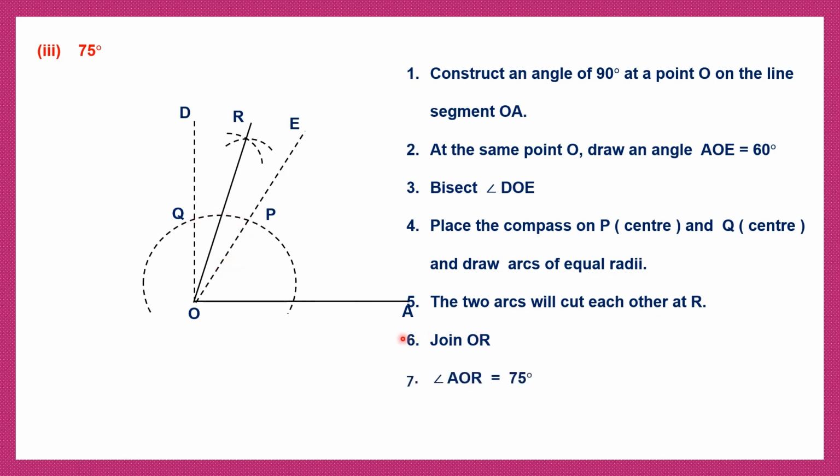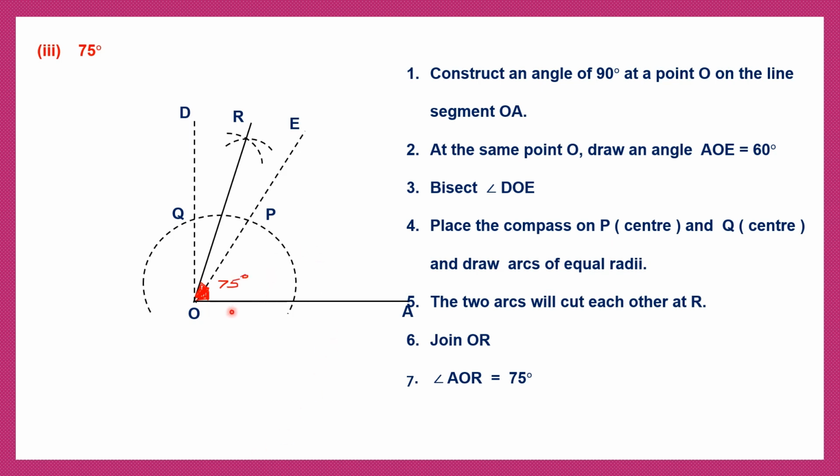So join OR, angle AOR. AOR is 75 degrees. That means this whole portion that you can see here is 75 degrees. So we have got 75 degrees. We have constructed an angle of 75 degrees.